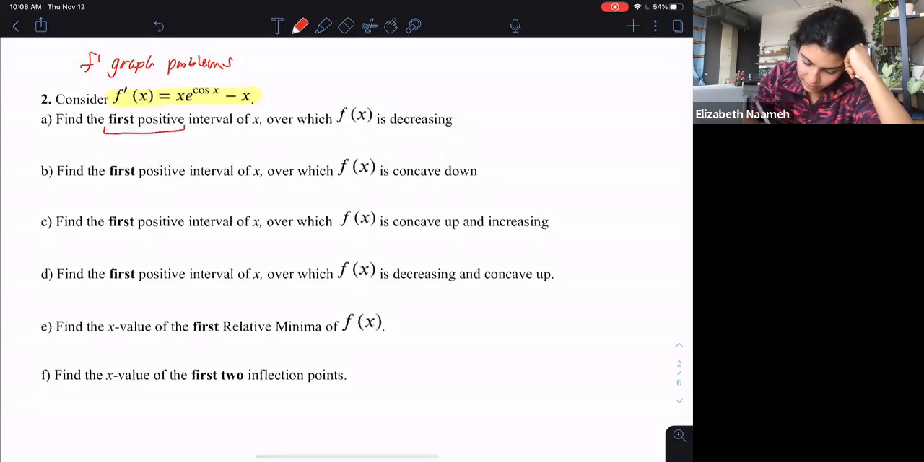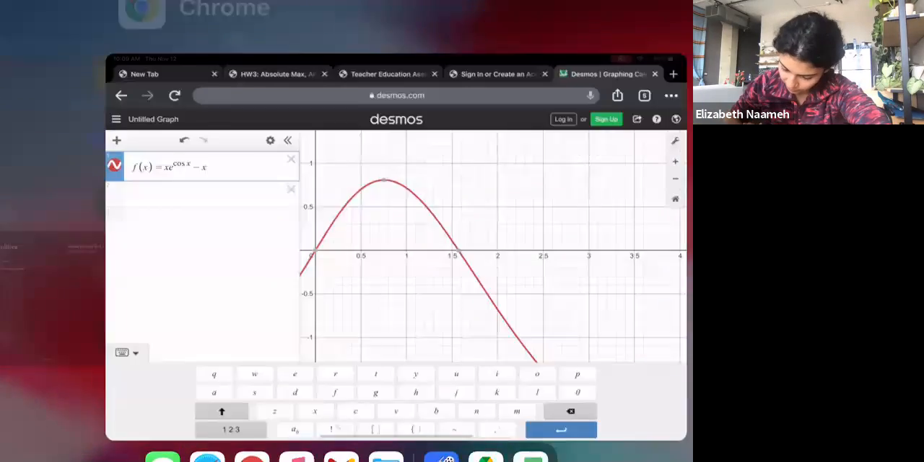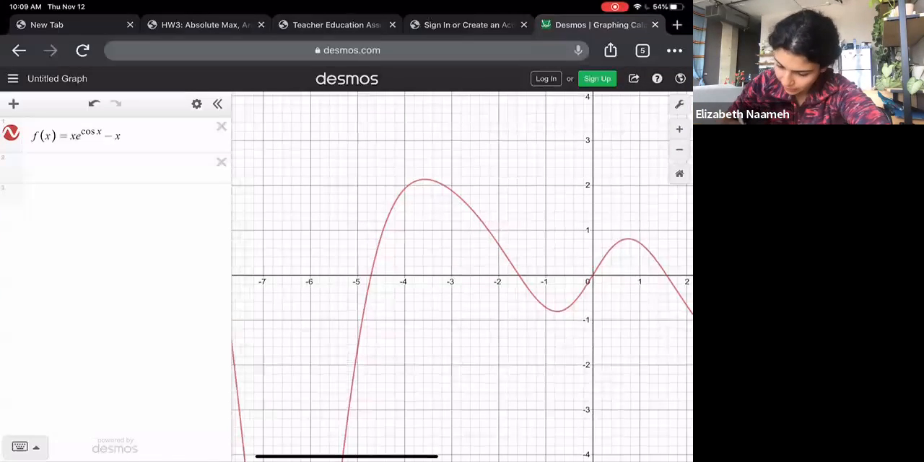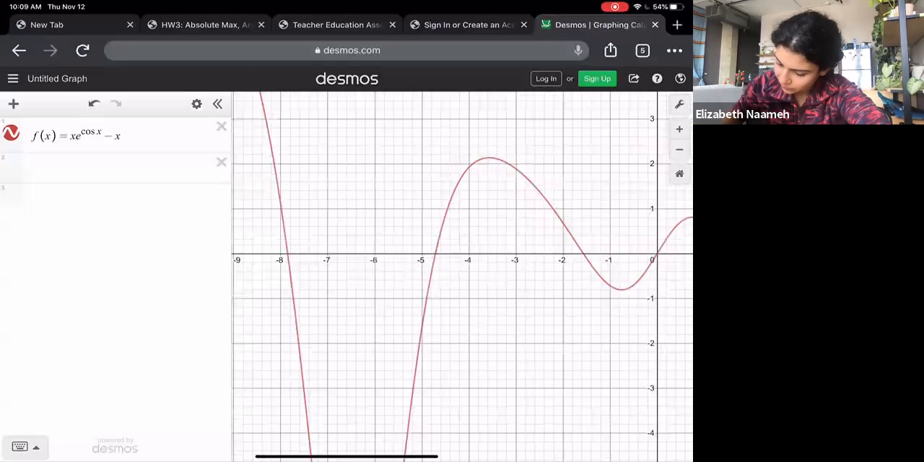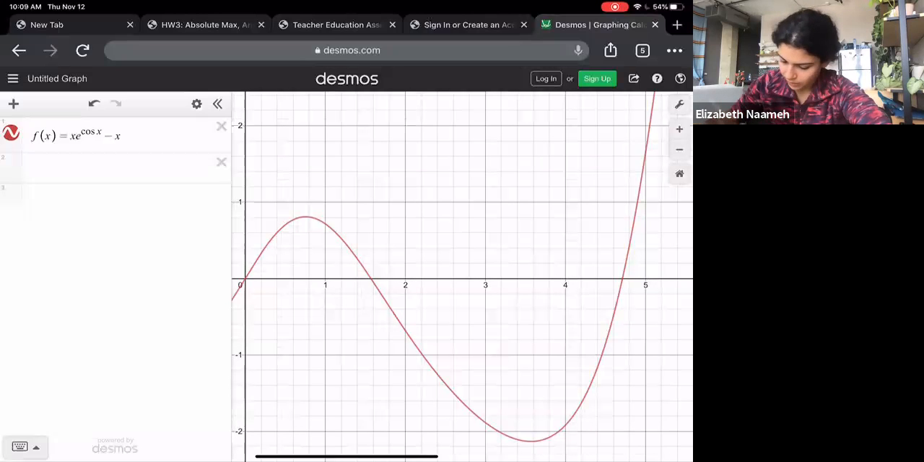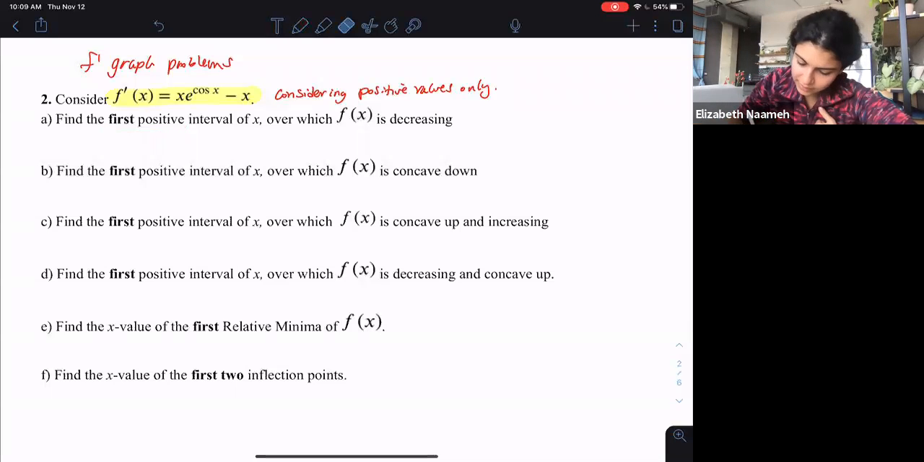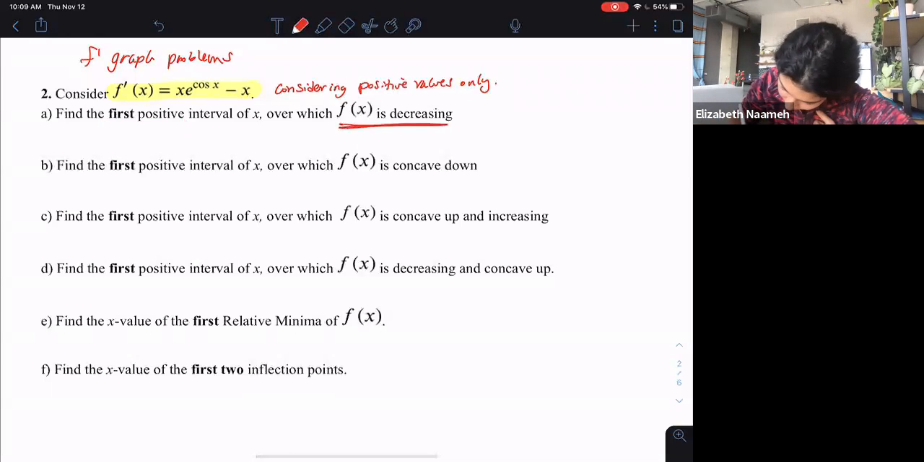Okay, now the question says, consider the first positive interval. So make a note, considering positive values only. I'll tell you what that means. If it says considering positive values only, it means that we're not going to look for negative x values. They're kind of giving you an interval. We will not be looking at the left-hand side. We're only looking for positive x values on the right. You could be above, you could be below, but it has to be to the right, positive x values. Now it says, where is the first interval where f of x is decreasing? Okay, write down f of x decreasing.